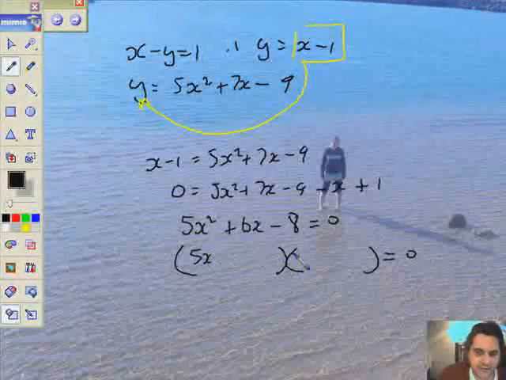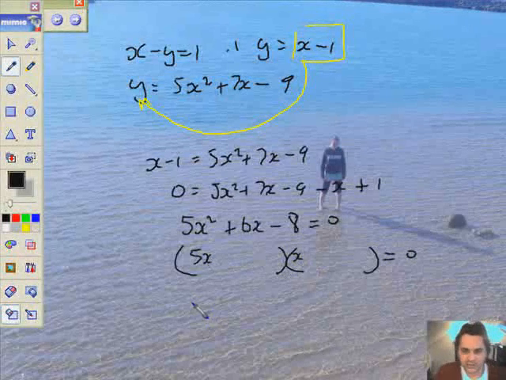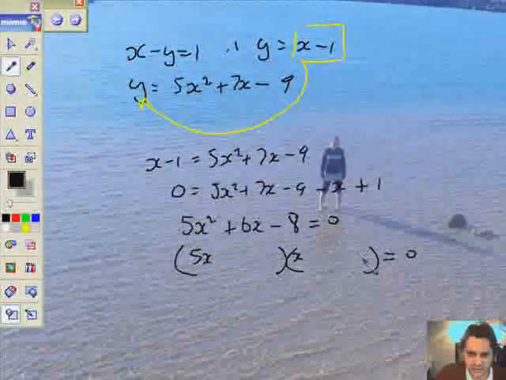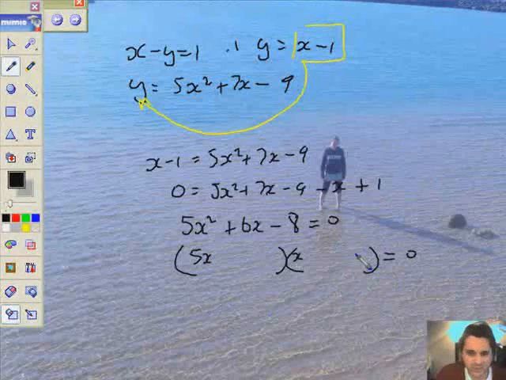So I've got 5x and x. How do you make 8? Has to be 4 and 2. So if I put 4 there, I end up with 20x is too big. So 2 and 4 should be better.